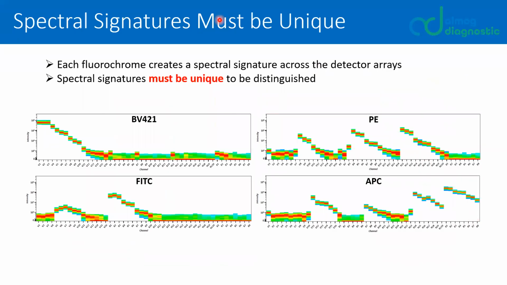The first thing to understand about the signatures is that the spectral signature must be unique in order to distinguish between different dyes. We have just 4 examples here. With FITC, you can see that the emission spectrum goes through the blue channels, but also through violet channels. We have the PE and the APC that emit to violet, blue, and yellow-green channels, and of course the APC also emits in the red channels of the red laser.